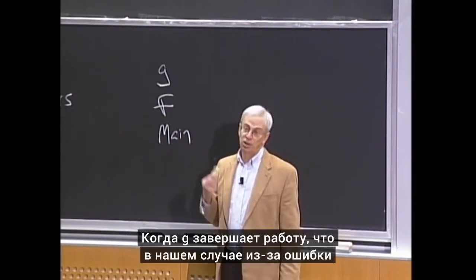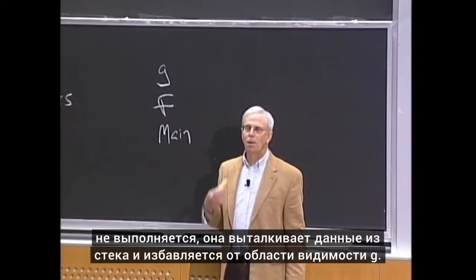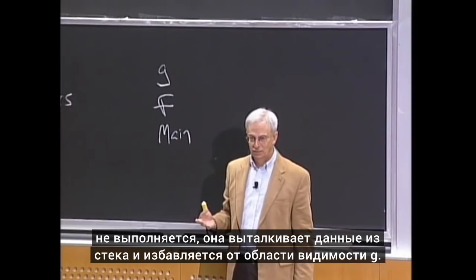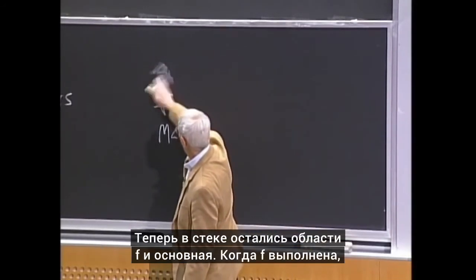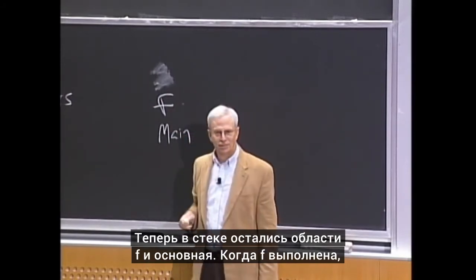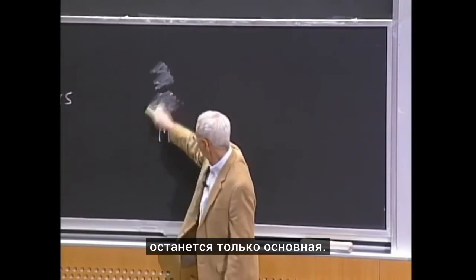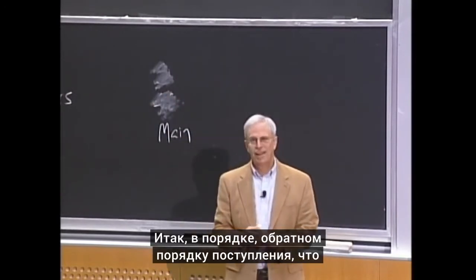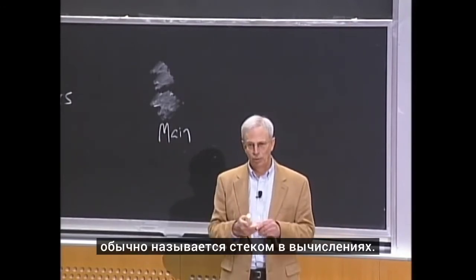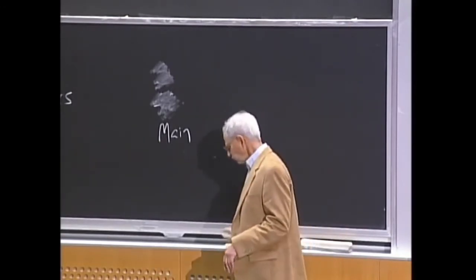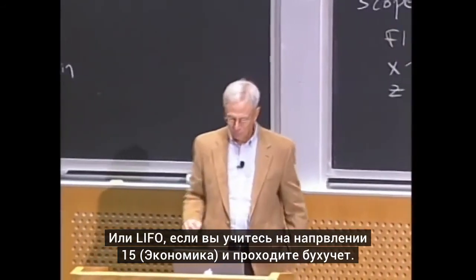When G completes, which alas, it doesn't because of the error, it pops the stack and gets rid of the G scope. And now the stack is the F in the main. And then when F completes, it will have just the main. So it's last in, first out, which is typically called a stack in computing. Or a LIFO if you're a Course 15 major and do accounting.